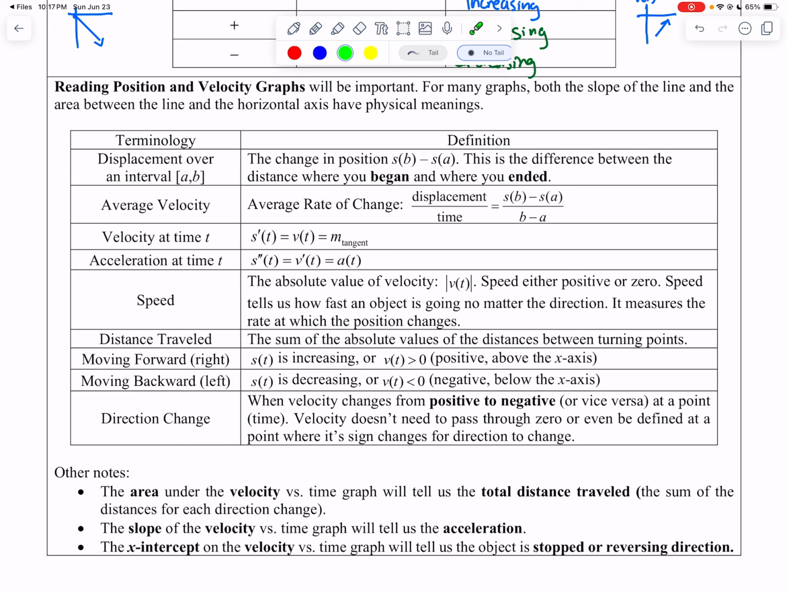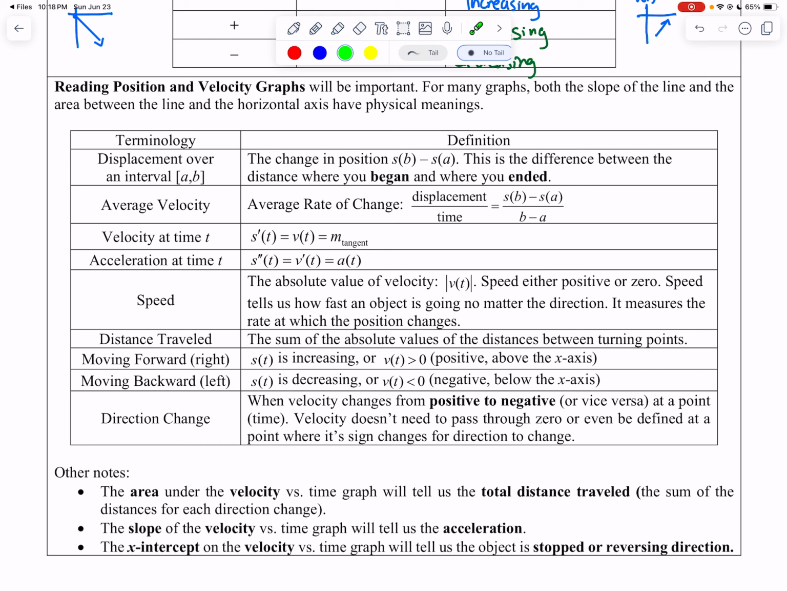Okay, we're going to have a couple of terminology that we'll need to know. So displacement over the interval a to b is essentially the change in position. So where you start versus where you end. Displacement is going to be different from distance traveled. We'll talk about what distance traveled is in the next couple of bullet points. Average velocity is going to be my average rate of change, aka displacement over time. Velocity, of course, is going to be s prime of t, or just v of t. Acceleration is going to be s double prime of t, or v prime of t, or just a of t.